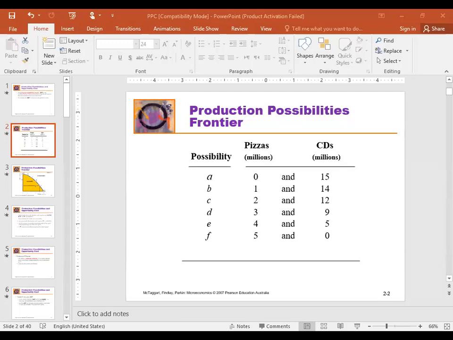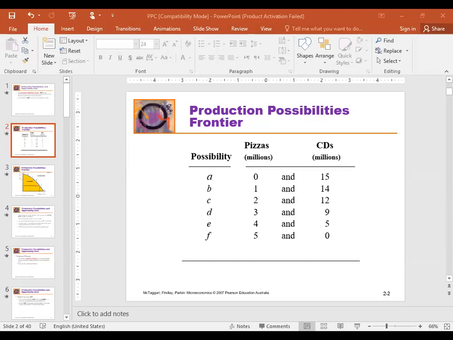Okay, so here you cannot devote your resources entirely to CDs. Now, pizza is going to share the resources. So pizzas are going to consume a portion of your factors of production. Therefore, you have to lessen your production of one in order to produce more of the other. If we move to point C, you're producing 2 million pizzas, but then your production of CDs has to drop even further, because now pizzas are consuming an even bigger portion of your production. Now you have to give up more CDs. Same concept with points D, E, and F.